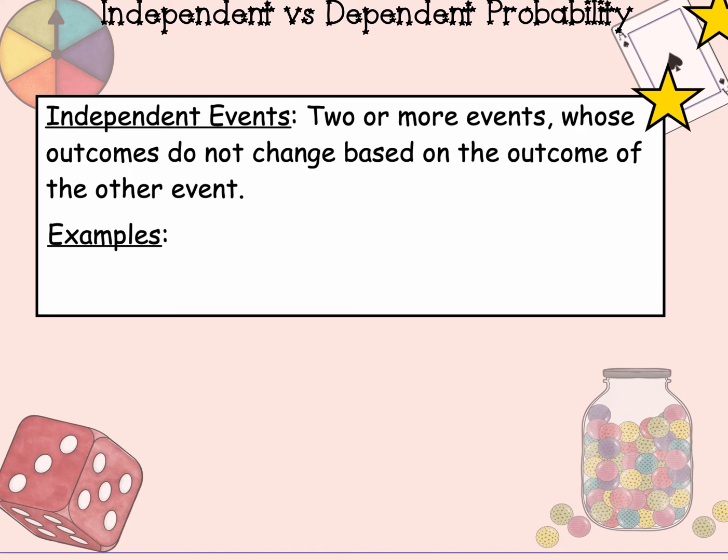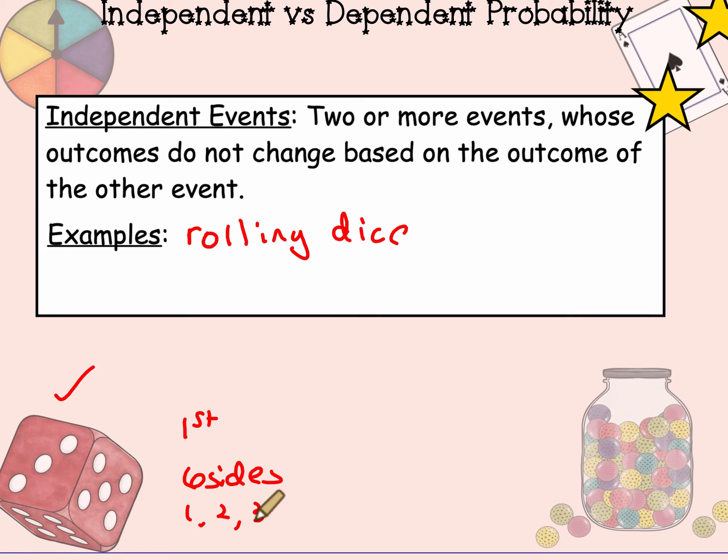some things like rolling dice. If you roll a dice, there's 6 sides, just like this one. And if I roll the first dice, it's always going to have 6 sides. So I have the possibilities of getting a 1, 2, 3, 4, 5, or a 6. And if I roll the dice a second time, I'm still going to have those same possibilities. So nothing is going to change.